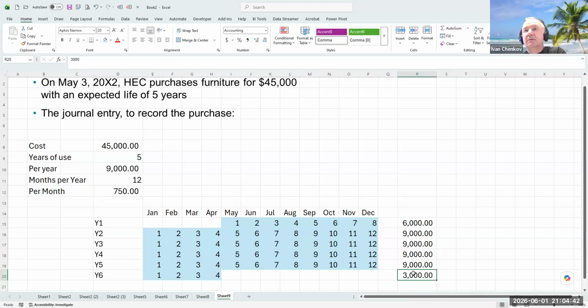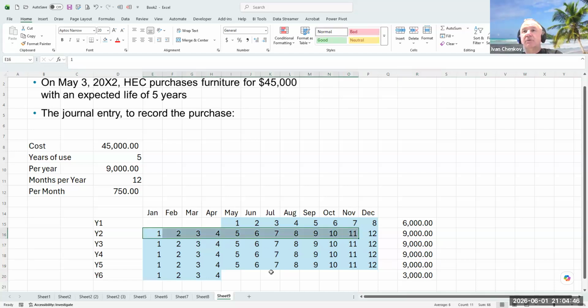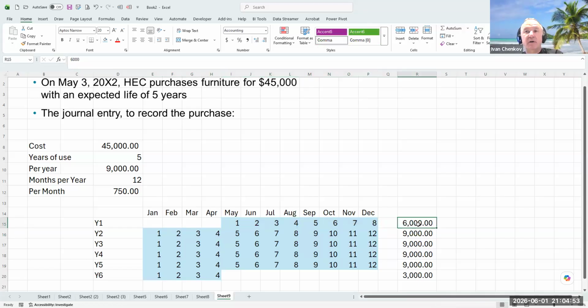Make sense? So as you can see, every year here, second, third, fourth, fifth, we're going to have a full amortization of 9,000. Only the first year we're going to have a partial amortization. And the last year we're going to have a partial year, equivalent to the months that we missed in the first year. And that's how we're done with these assets. And that's your amortization. So now let's go back to the slides.